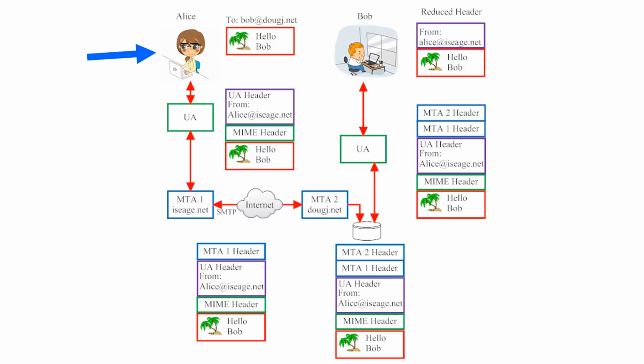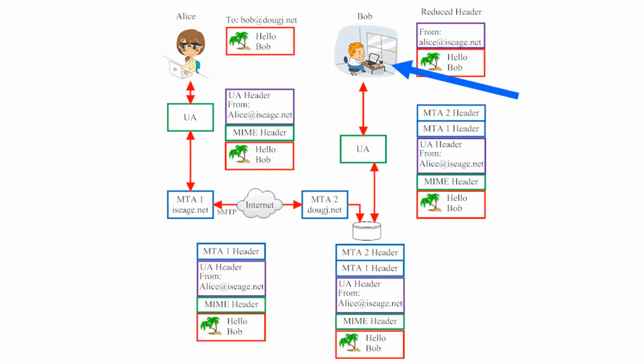Her message is composed of a short text message that says, "Hi Bob," and then there's a picture of a palm tree. Alice sends this email using her user agent, which relays the message to a message transfer agent. The message transfer agent sends the email across the internet to a second message transfer agent. This second message transfer agent holds the email for Bob until his user agent downloads all of his new incoming emails. Bob can view the email through his user agent.